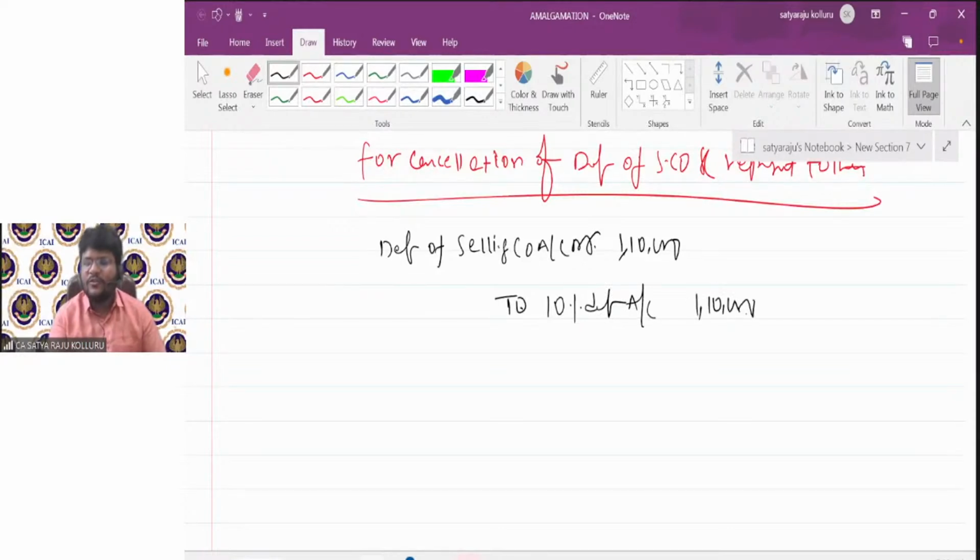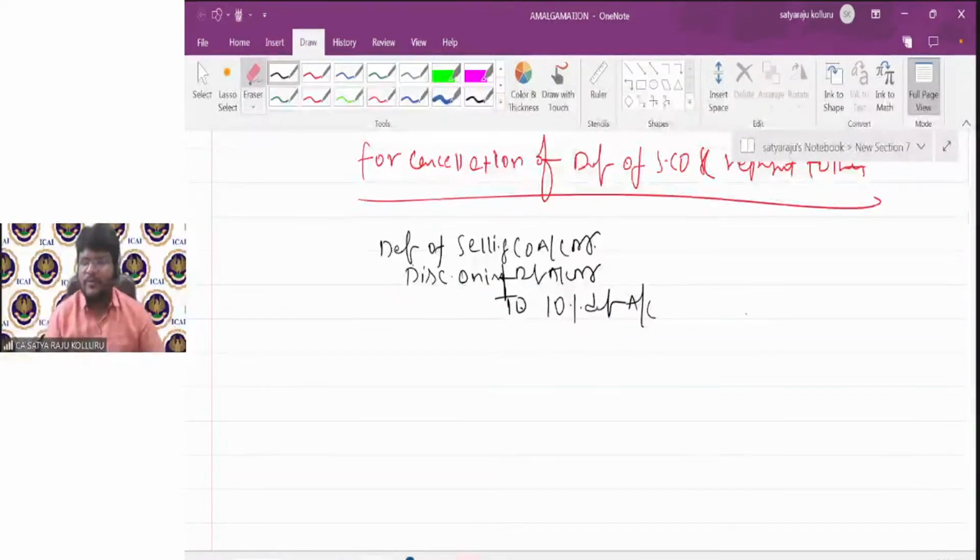1,10,000. No, sir, I'm issuing debentures at a premium. Let us assume the face value is 1 lakh. Then the excess amount you are paying, you can call it securities premium account, which is 10,000. No, sir, not like that. You are issuing your debentures at a discount. Then debentures of selling company to 10% debentures, and you need to debit the discount on issue of debentures. So based upon the given information, you need to cancel the debentures of the selling company and issue your own company debentures. You need to apply such a concept as well.